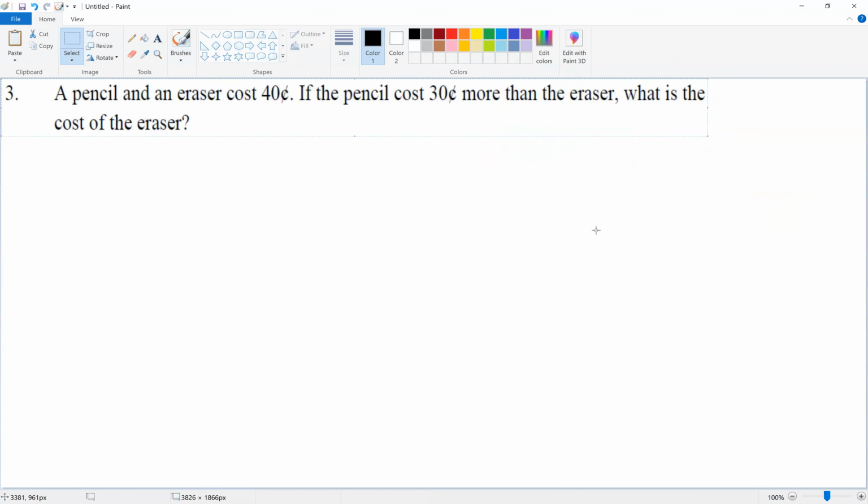Number 3, Anish. A pencil and eraser cost 40 cents. If the pencil costs 30 cents more than the eraser, what is the cost of the eraser? I got the cost of the eraser to be 5 cents because if the eraser is 5 cents, then the pencil, being 30 more, would be 35 cents. And if you add that, it's 40 cents.